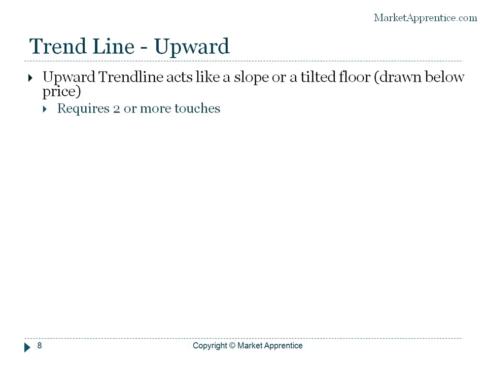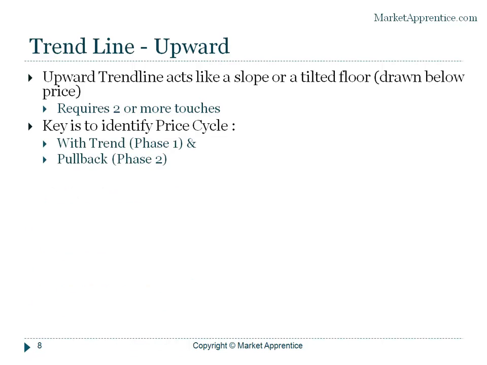Upward trend line. An upward trend line acts like a slope or tilted floor. That means we draw the trend line below price. Like the downward trend line, it is required to have 2 or more touches before the trend line is valid. Again, the key is to identify price cyclicity. Price cycles in a with trend phase as well as a pullback phase.